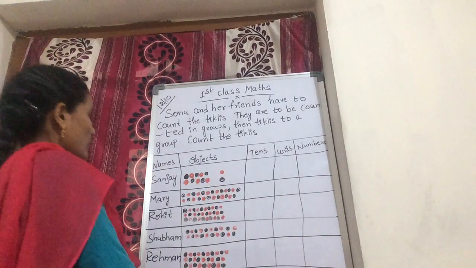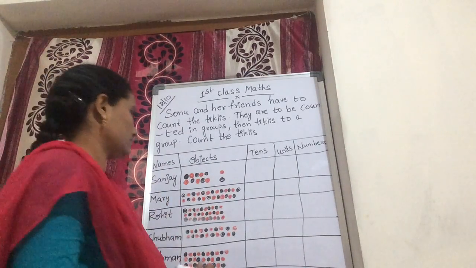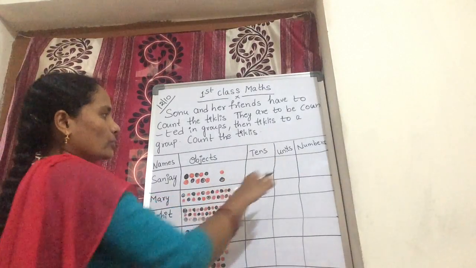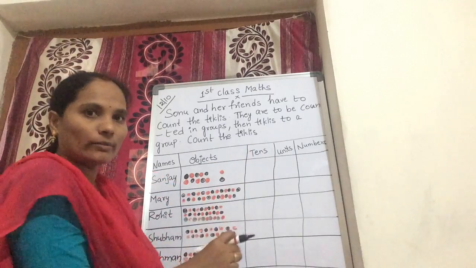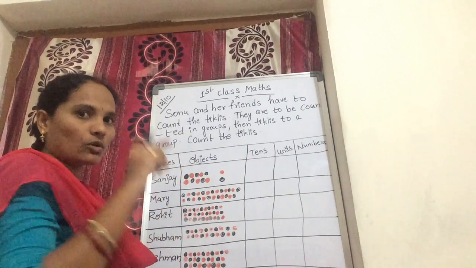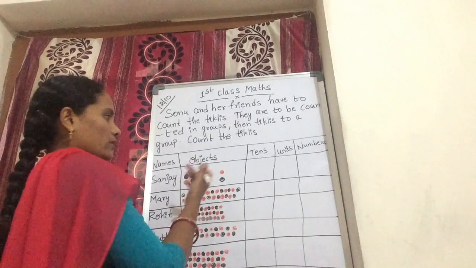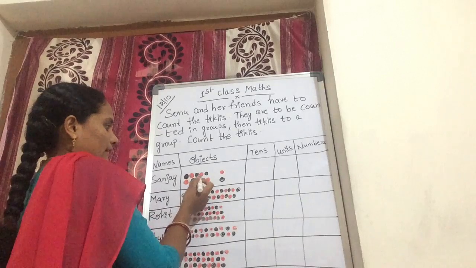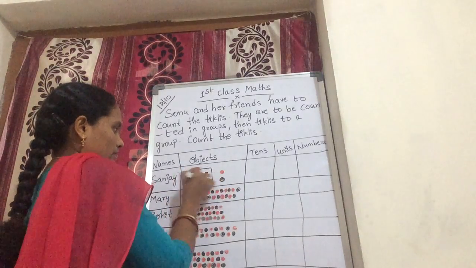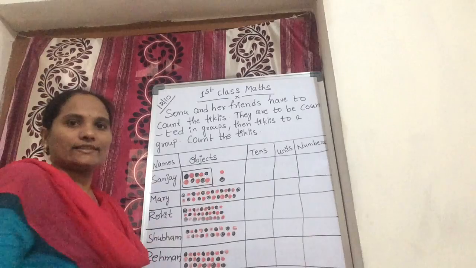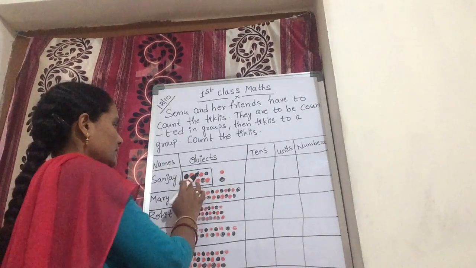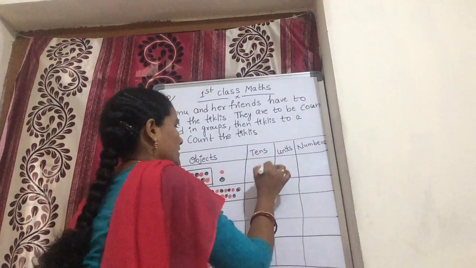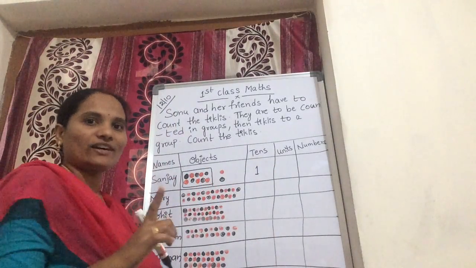Okay children, let's count it. Now who is the first one? Sanjay. Here Sanjay, first you put two tens. How many tens do you put in one box? Okay children. Now once count it. 1, 2, 3, 4, 5, 6, 7, 8, 9, 10. These are 10 ticklies. 10 ticklies means 1 tens.